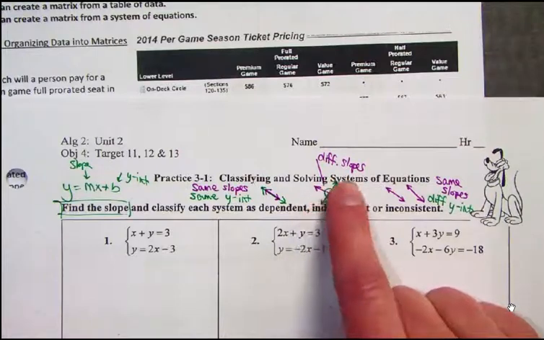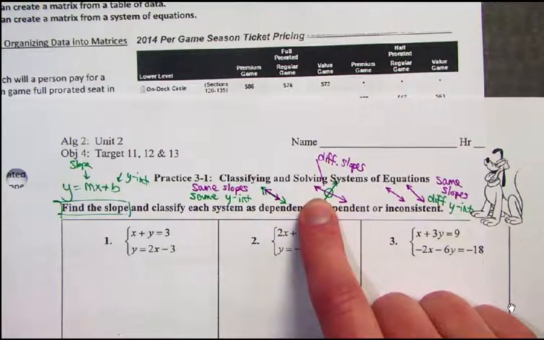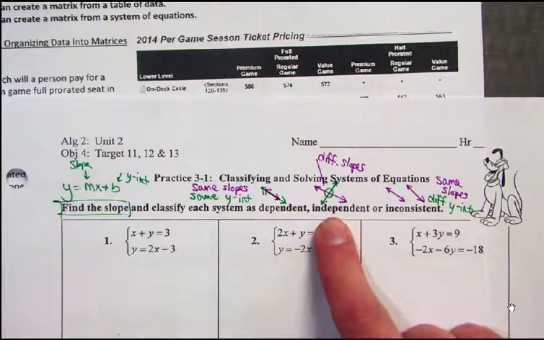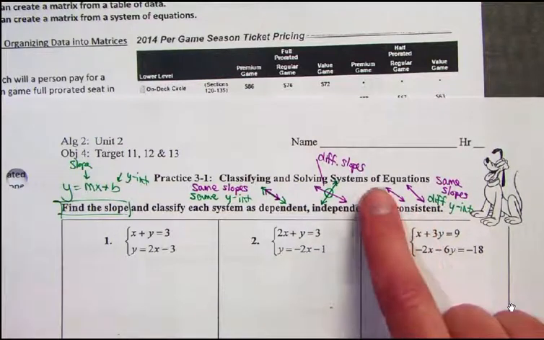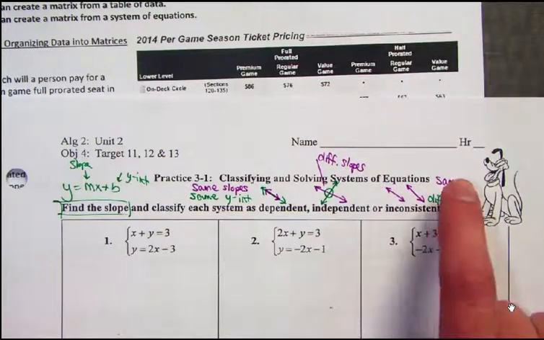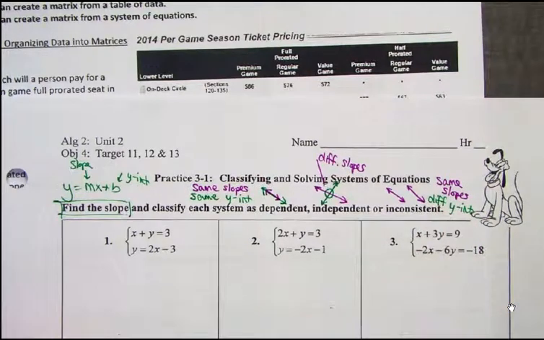Independent systems cross in one place. They have different slopes. That's all we need to know. If they have two different slopes, they will definitely cross at some point. If they're inconsistent, there should be two parallel lines. This means they have the same slope and a different y-intercept.